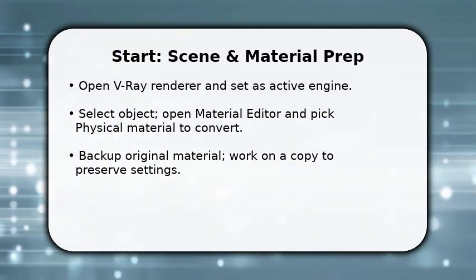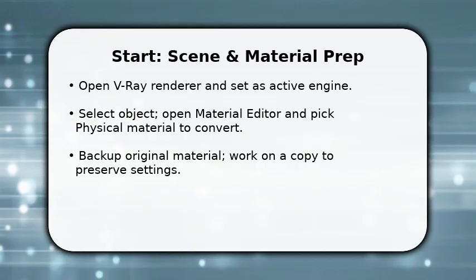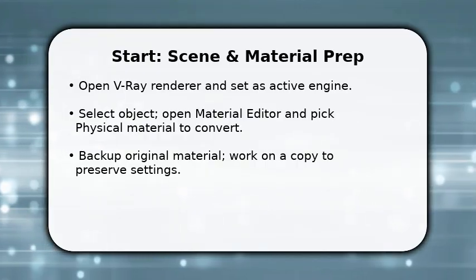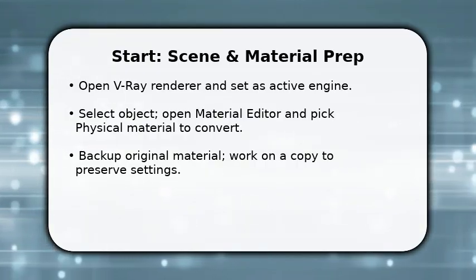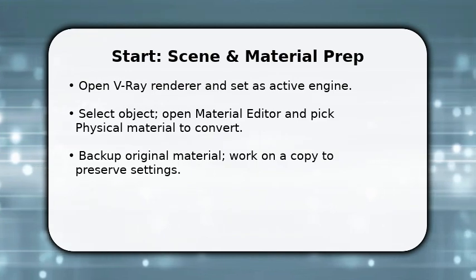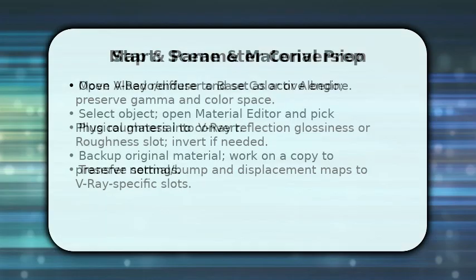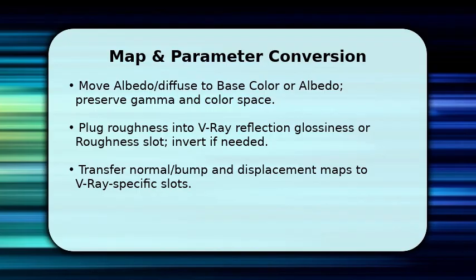Now create a new V-Ray material and keep the original side by side for reference, which will speed comparisons during the next steps. Now you transfer texture maps and reconcile parameters. Place the diffuse/albedo into V-Ray albedo and ensure gamma is correct, because color shifts break realism.